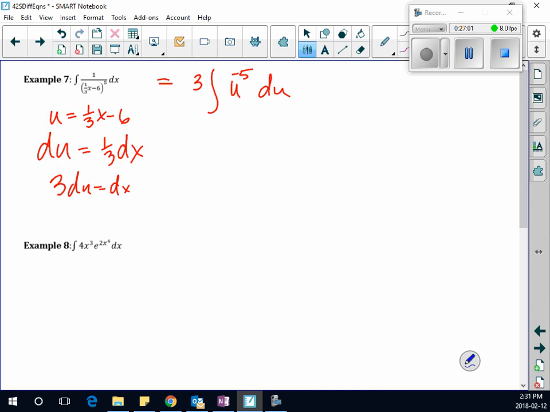All right, so add 1 to the minus 5, that would be a minus 4. And then multiply by the reciprocal. So this is going to be negative 3 over 4 u to the power negative 4 plus c. They don't usually leave negative exponents, so, well, we'll do it for right now. And then it's probably not one of the choices. 1/3 x minus 6 to the power negative 4 plus c. They probably will put this on the bottom, you know what I'm saying? And have it up to the power positive 4.